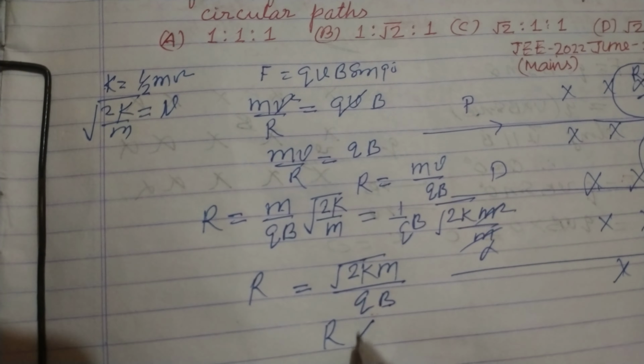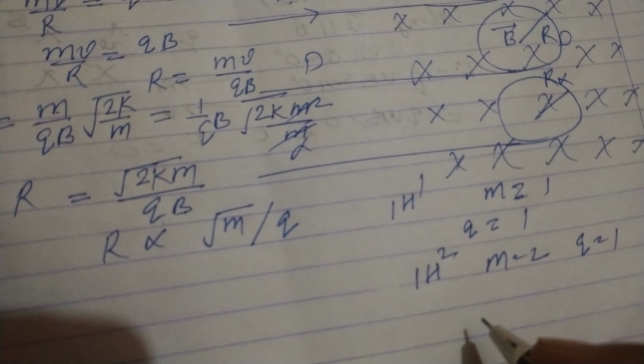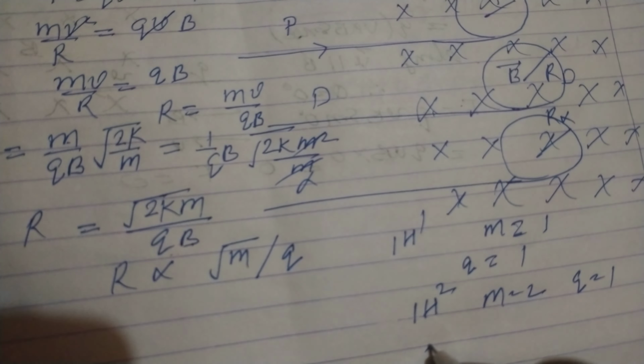Okay, so for proton, 1H1, m is 1 and q is also 1. For 1H2, which is deuteron, m equals 2 and q equals 1. And for alpha particles, 2He4 is called the alpha particle. So here m is 4 and q equals 2 units.